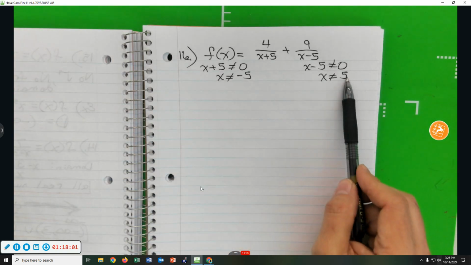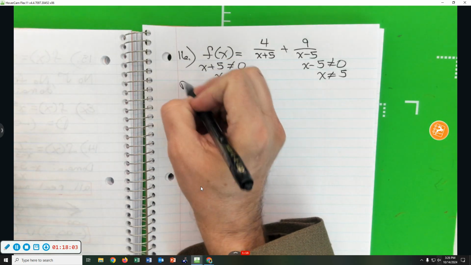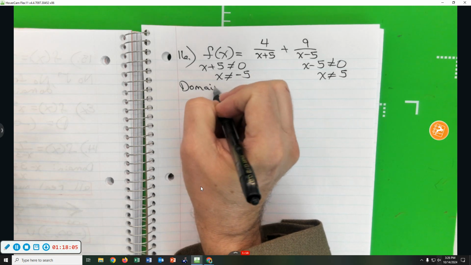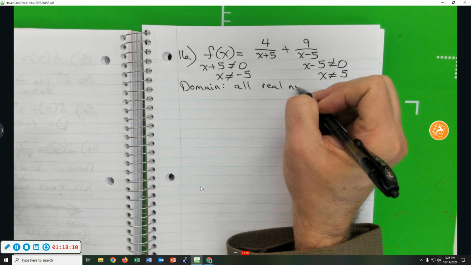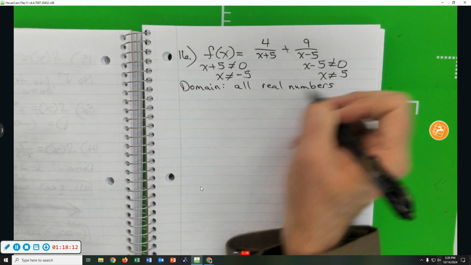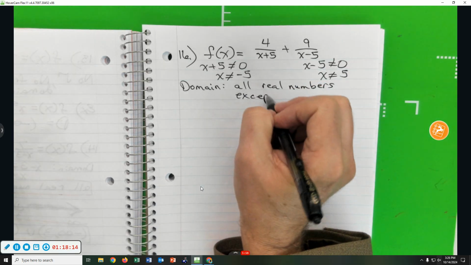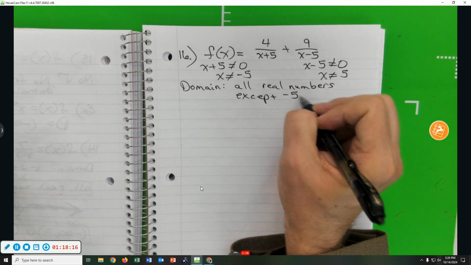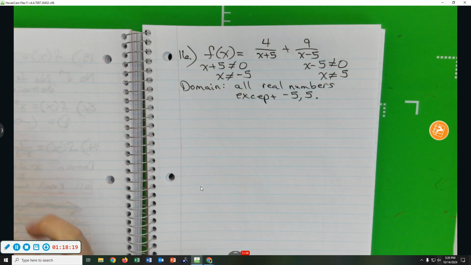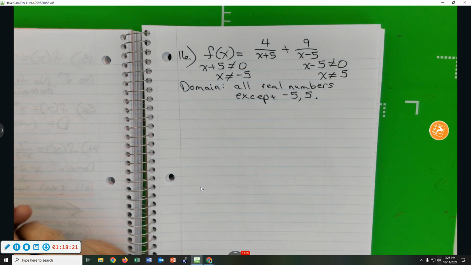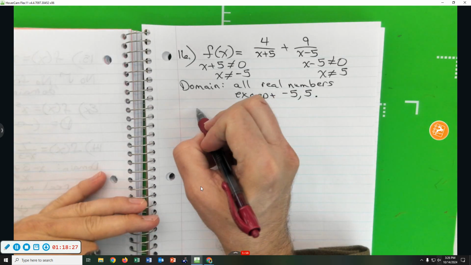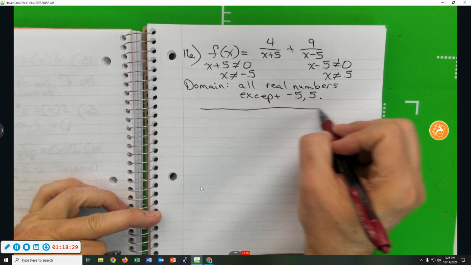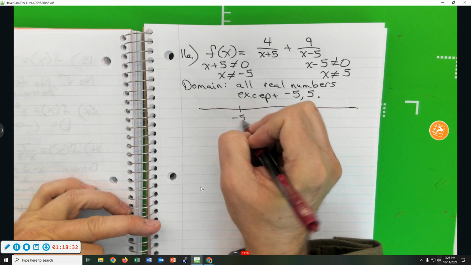-5 and +5. So if we were going to write it out in words, the way I like to do it, all real numbers except -5 or +5. And of course, it can't be like that. You have to write it in interval notation. So picture a number line in your head or draw the number line. I'll draw the number line. I'll do better than picture it, Tony.